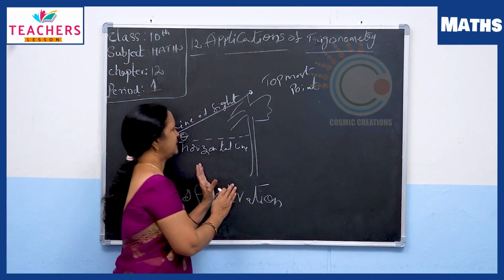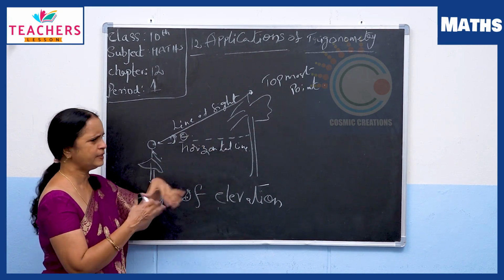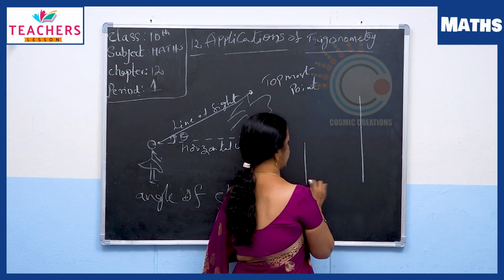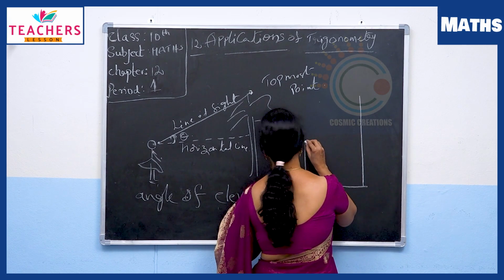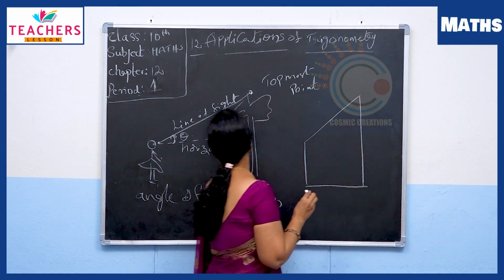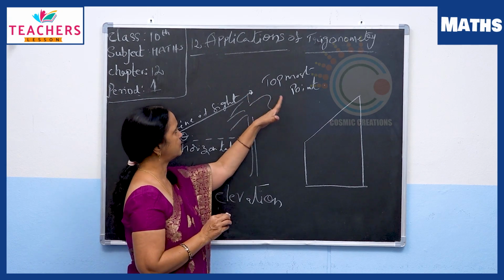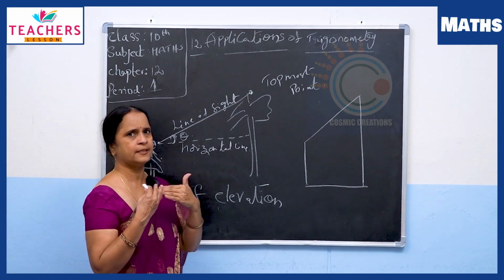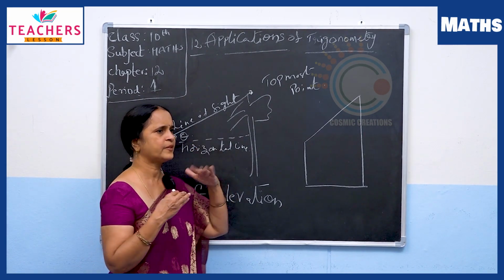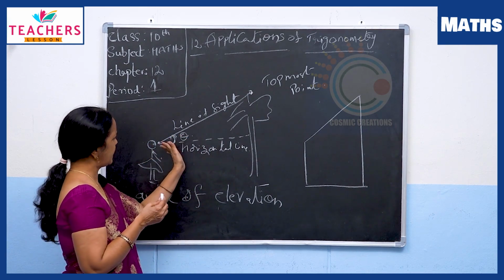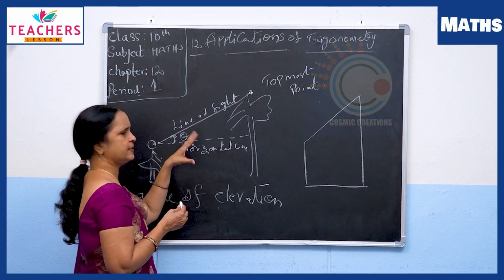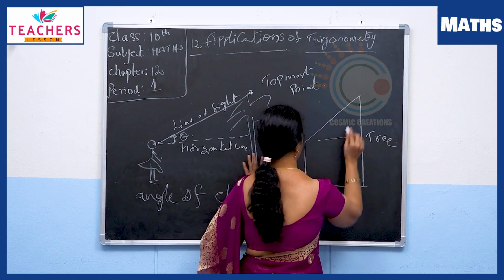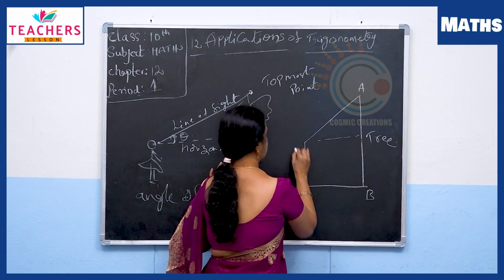We have to draw it like this, since the tree cannot be measured directly. That's why we draw with lines. Let it be the tree, and the girl standing here, looking upwards. When she looks at the topmost point, she has to raise her head up. The angle of elevation is made between the horizontal line and the line of sight. This is going to be the tree. You can name the points A, B, C, D.